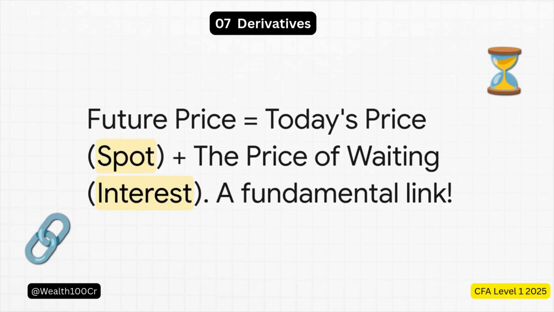So, this gives us our first simple formula for pricing things. The price of something in the future should be equal to its price today. We call this the spot price, plus the cost for the time you have to wait. And that cost is just the interest you would have earned at that safe, risk-free rate.